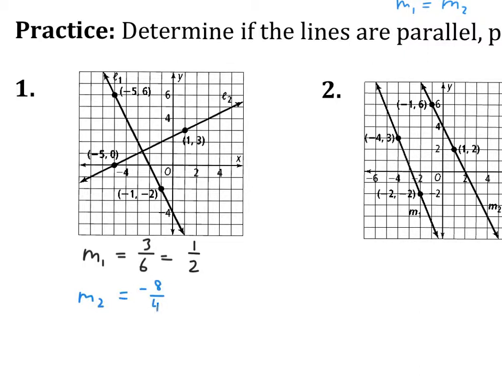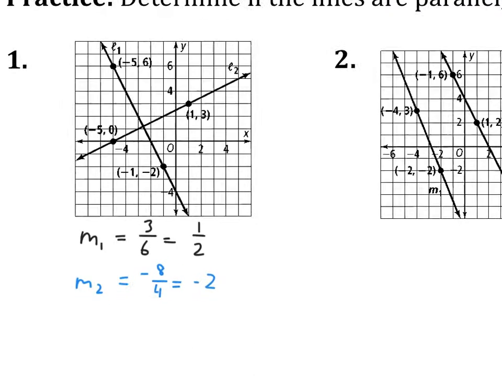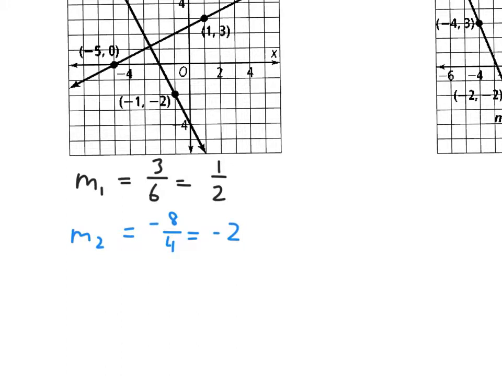And that reduces to -2. So now the interpretation part. Are these the same, opposite reciprocal, or neither? And the answer is they're opposite reciprocal. So we now say these two lines are perpendicular.